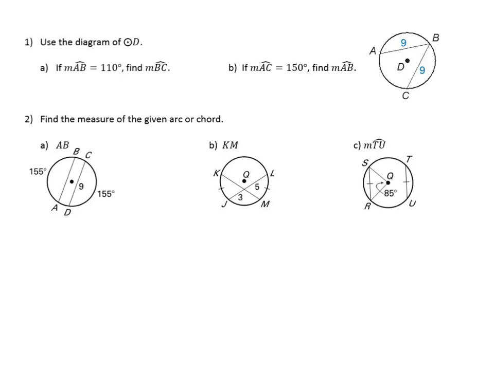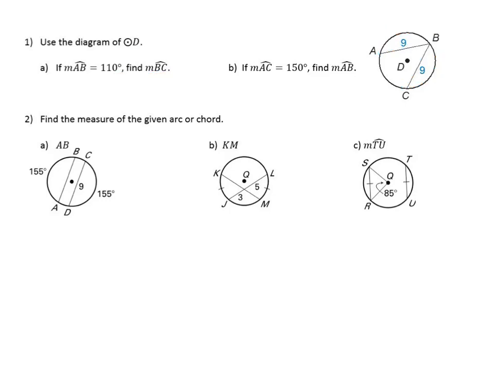So in my first example, this picture on the right with circle D, I'm told that arc AB is 110 degrees. And what I want to figure out is the measure of arc BC. Well, if you notice, the chord BA that forms that arc is 9, and this chord BC is also 9, which obviously is going to tell me that arc AB is congruent to arc BC, the theorem that we just reviewed.